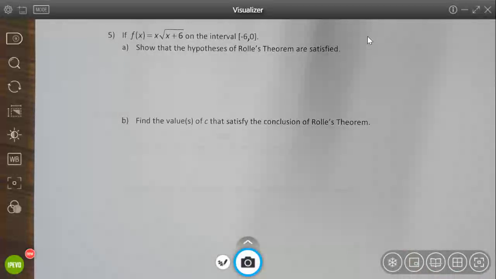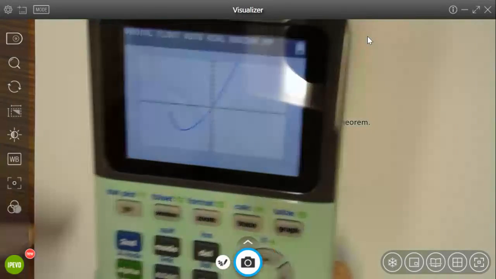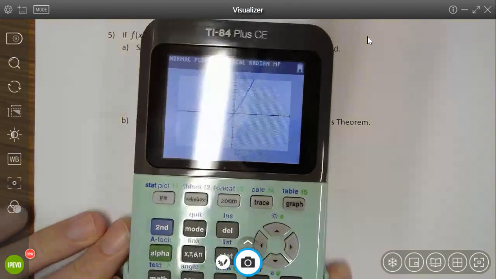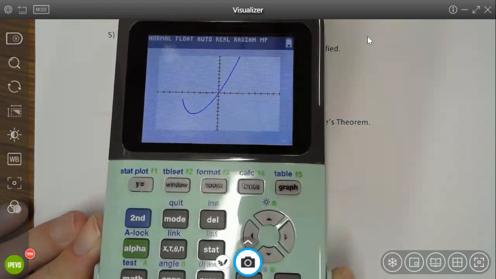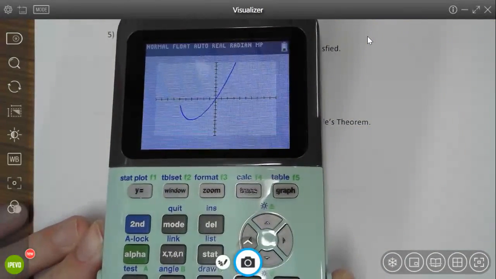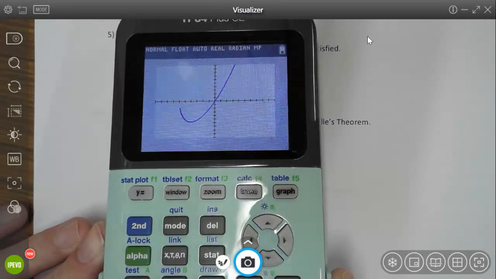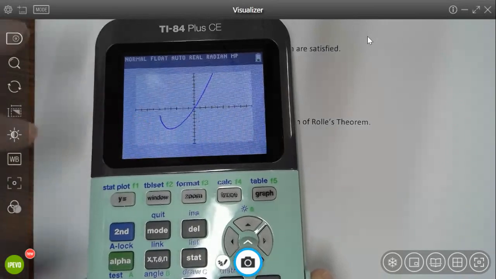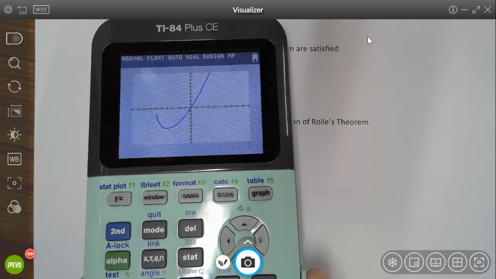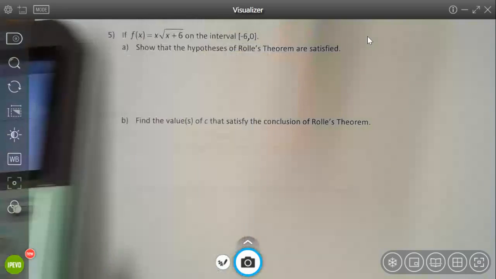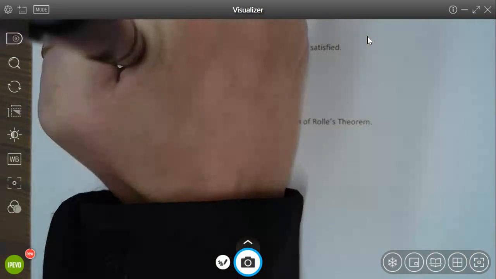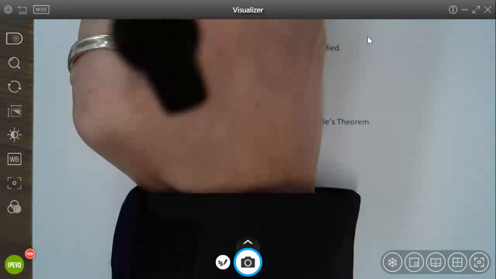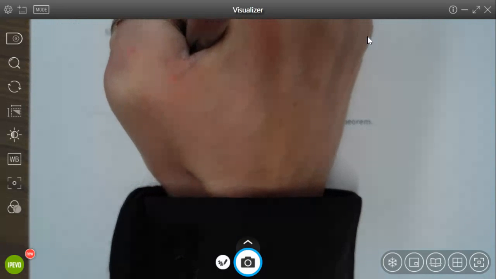If we look at a graph of the function or think about what's happening, we know that this is some sort of square root function being multiplied by x. If you want to see what that looks like graphically, it would look something like this. So we definitely know that the function is differentiable. There's no cusps or corners anywhere. And we also know that from -6 to 0, we don't have any breaks or holes or asymptotes or anything. So we do know that this function is definitely continuous and differentiable.